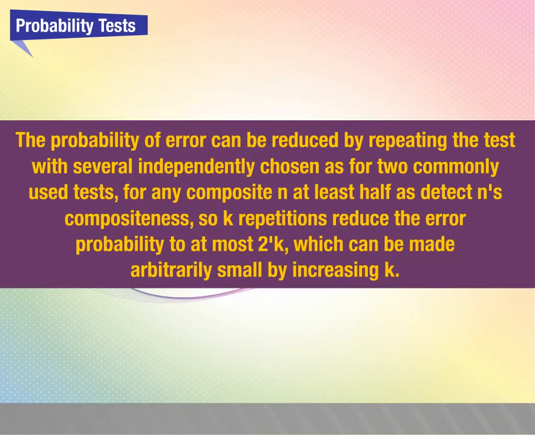The probability of error can be reduced by repeating the test with several independently chosen a's. For two commonly used tests, for any composite n, at least half of the a's detect n's compositeness, so k repetitions reduce the error probability to at most 2^-k, which can be made arbitrarily small by increasing k.